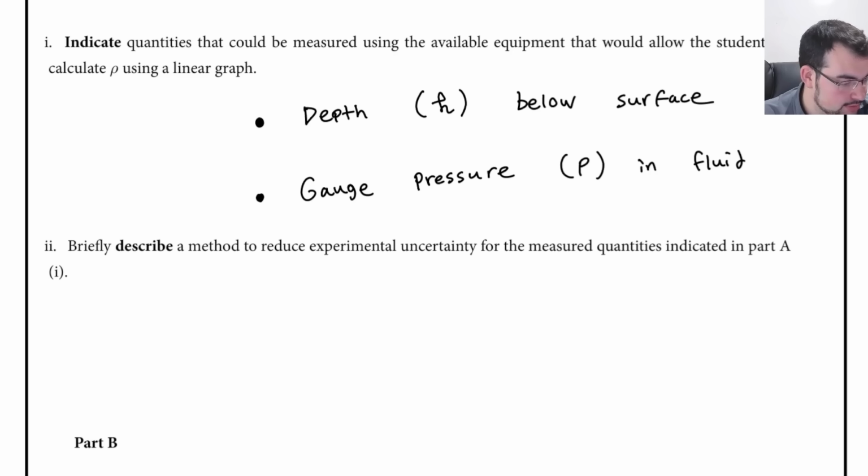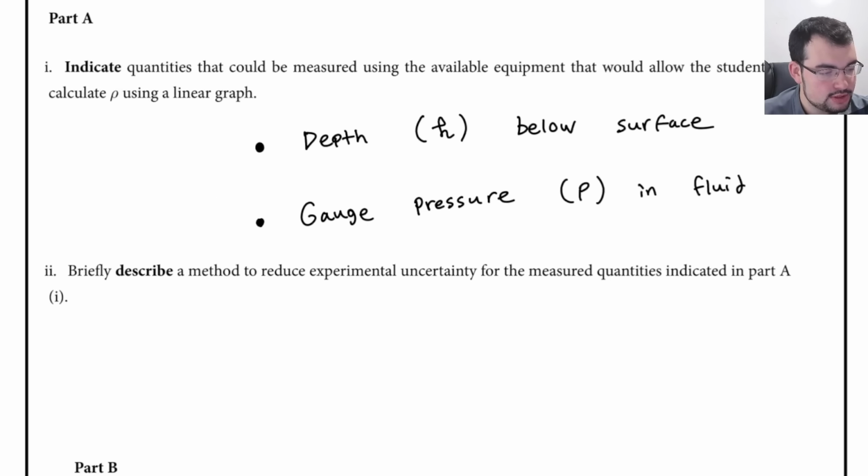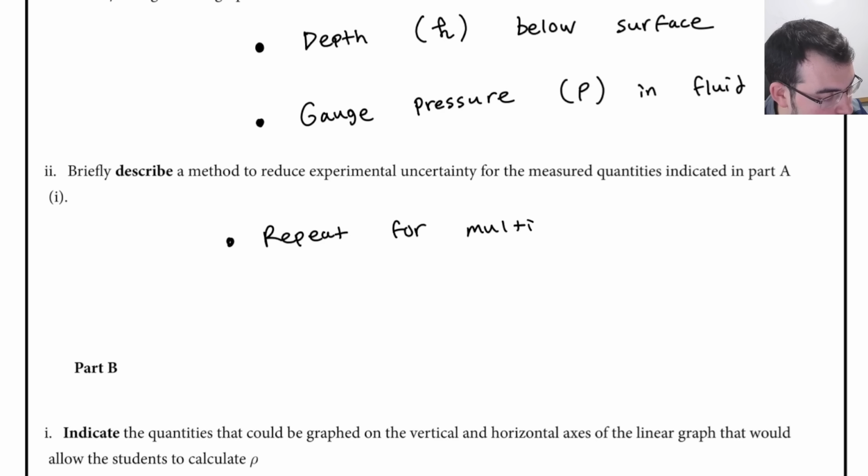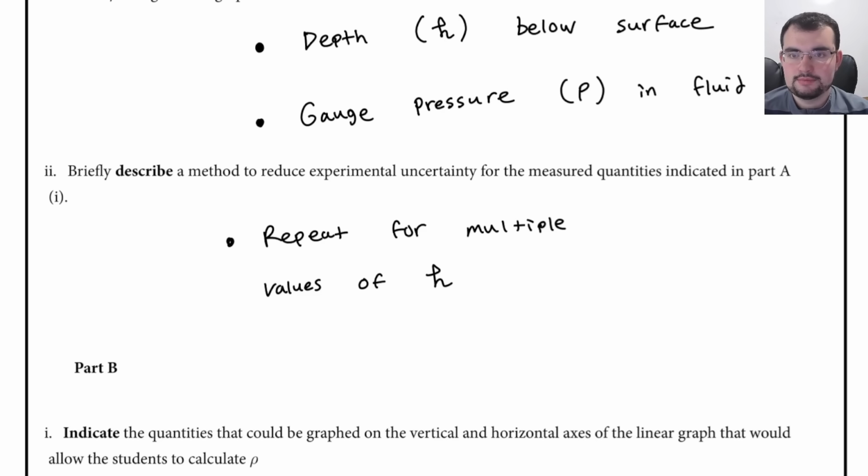I did that purposefully. How do we reduce uncertainty? How do we always reduce uncertainty? We repeat for multiple values of H. Anything about repetition works here. That's the easiest. Don't overcomplicate it. Just say perform multiple trials for different H or P or average the results or anything like that.